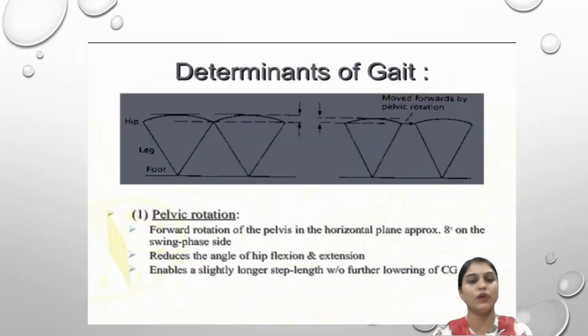Determinants of gait: pelvic rotation. Forward rotation of the pelvis in the horizontal plane, approximately 8 degrees on the swing phase side, reduces the angle of hip flexion and extension. This enables a slightly longer step length with further lowering of the center of gravity.